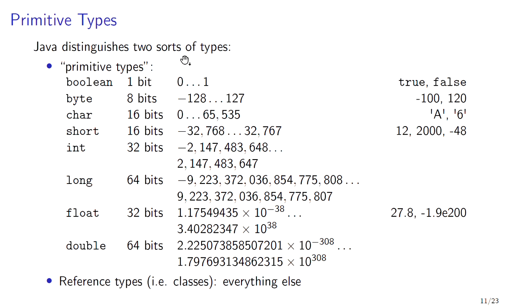So those are all the primitive types. And one of the characteristics of a primitive type in Java is that it is the value held in the variable itself.